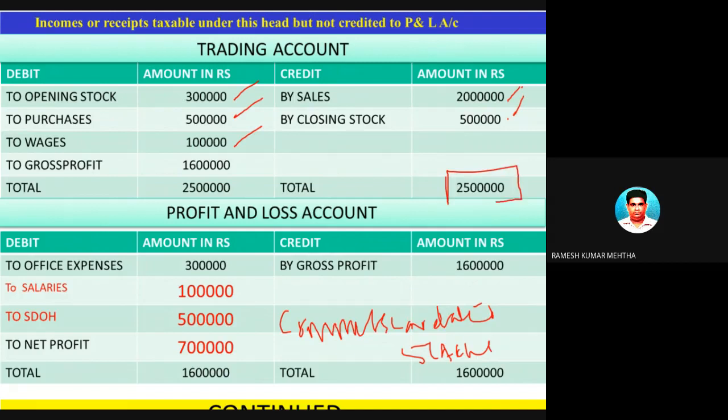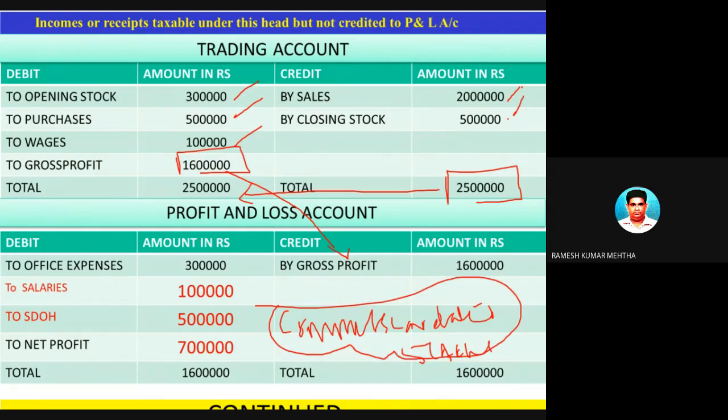The total is 25 lakh rupees. Carry forward to the other side, and this is the gross profit. So here the gross profit is taken. Just forget about this item for the time being. Now this is 16 lakh rupees carried forward to the other side. This is genuine business expenditure. SDOH, please remember the full form of SDOH is selling and distribution overheads, which is 5 lakh rupees. So these are all real expenditures which are allowed on the debit side of profit and loss account. So as far as it appears on the face of it, it is correct. So the net profit is 7 lakh rupees.